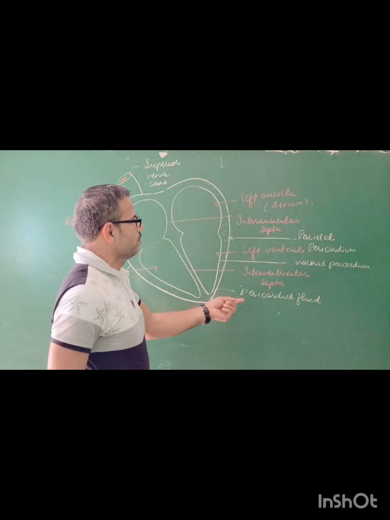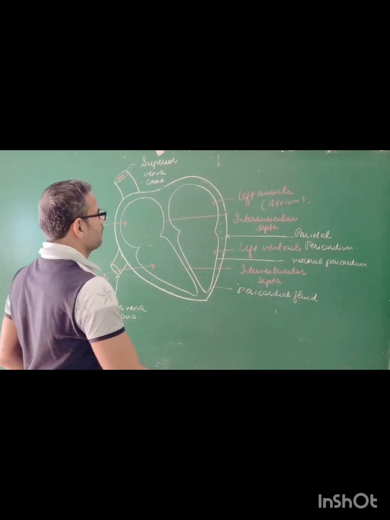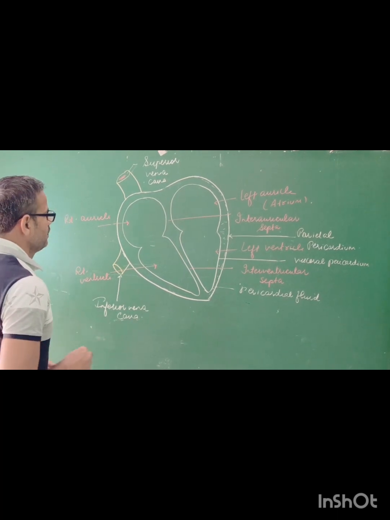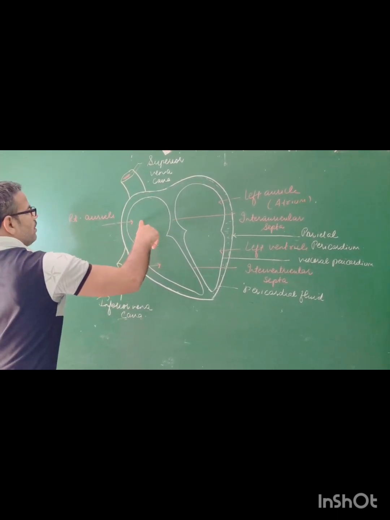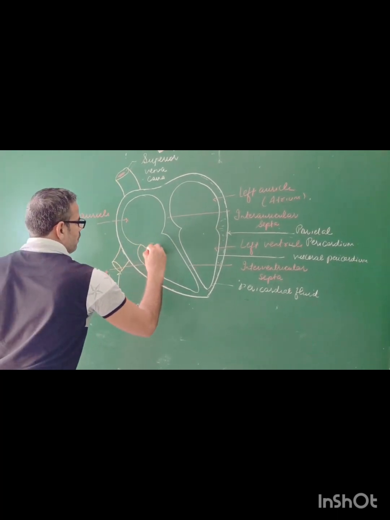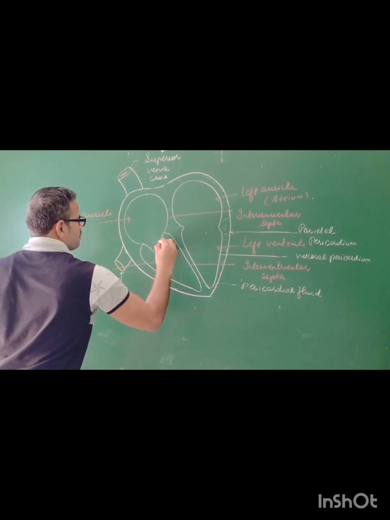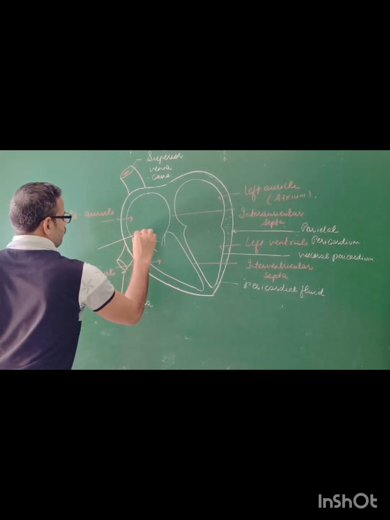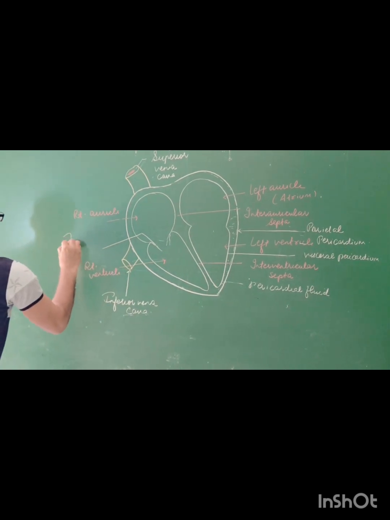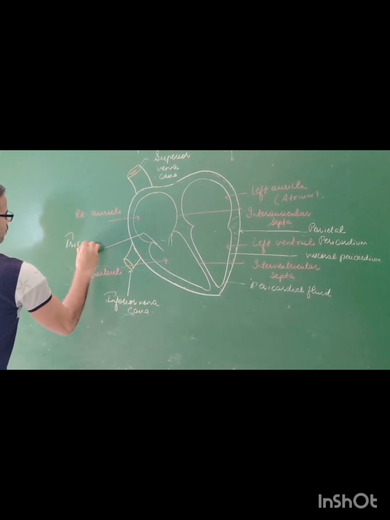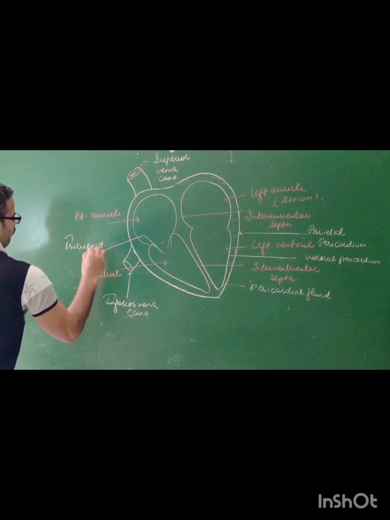So what will be the function of this fluid? It protects the heart from mechanical shock and injury. So between the left auricle and left ventricles, so there is a valve. This is called tricuspid valve. These are tricuspid valve.